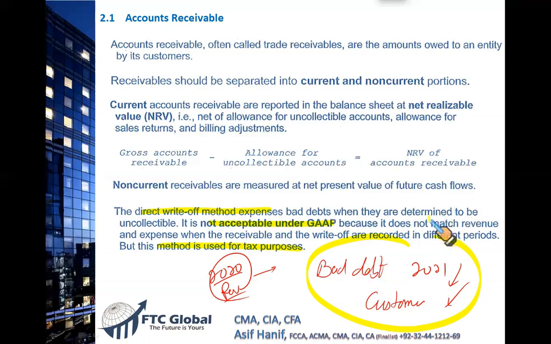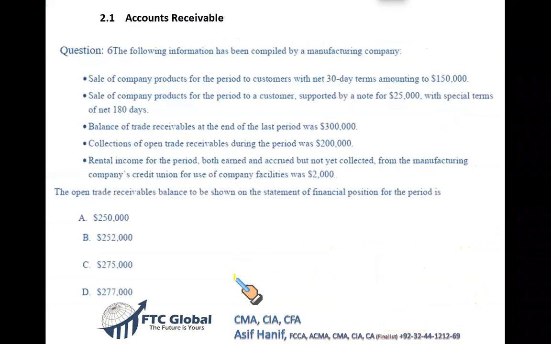Meaning the expenses and revenues must be matched in the same period. Like if the sale is in 2020, then the estimated allowance or provision must be made in 2020, right? So let's do a question first.